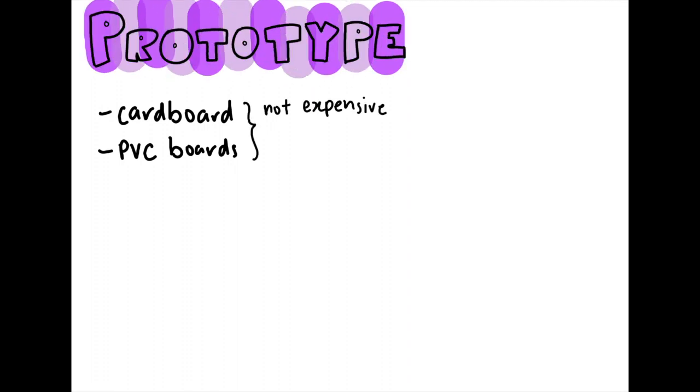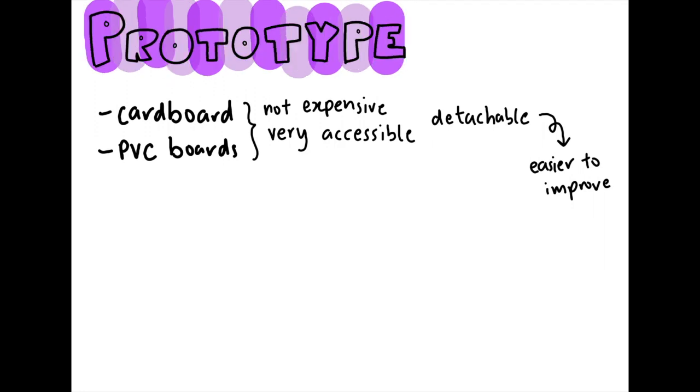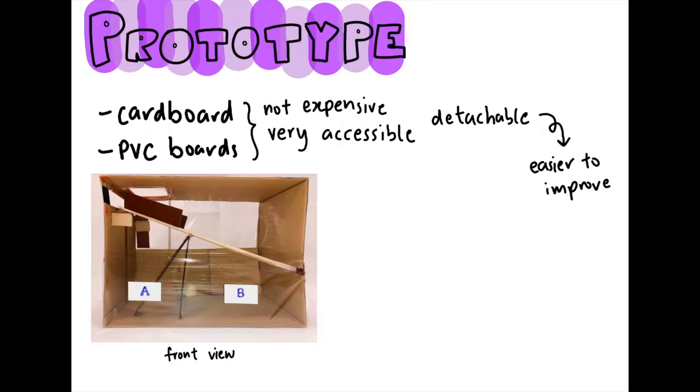Our prototype was made with cardboard and PVC boards. These materials were chosen for the inexpensive price and the accessibility. They are rather cheap and easy to find, hence they were a good fit for our prototype. Additionally, the cardboard and PVC board are easily detachable. Our group did a lot of improvements when we were making the prototype, so the property of being easily detachable was highly important.